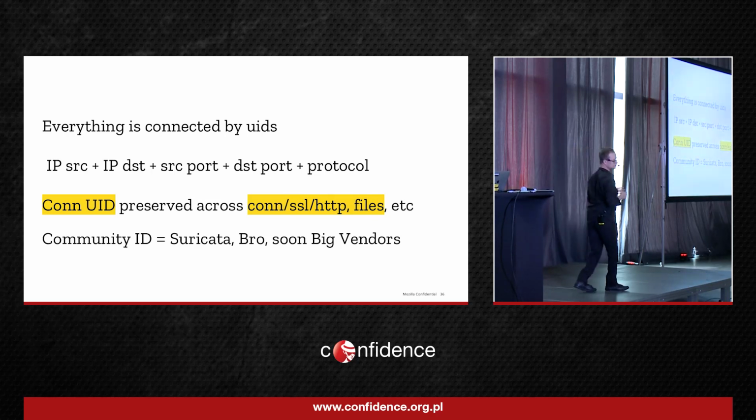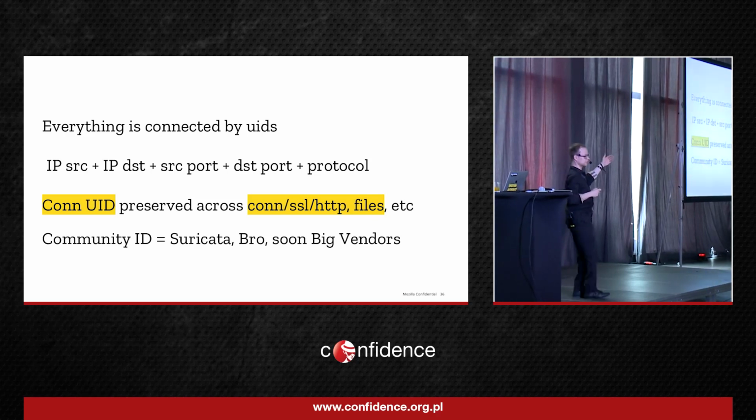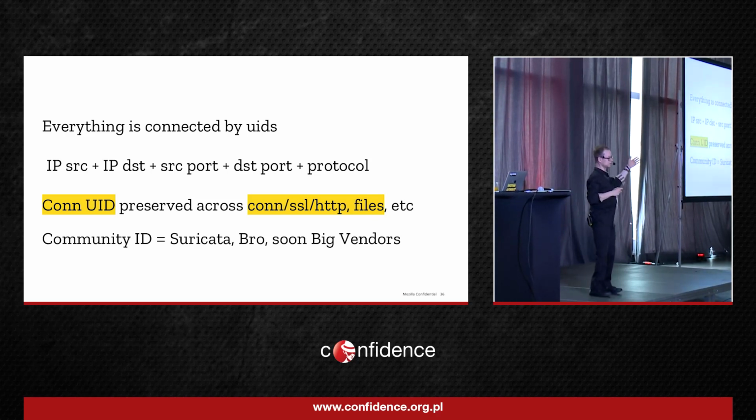And every piece of information is connected by UIDs. The way the UID is calculated, it's a standard 5-tuple: IP source, destination, ports, whatever. This connection ID is preserved across various logs. And I will show you in a second how it works. The good news is that Bro IDS and Suricata IDS and network vendors started to cooperate. So you will be able to pivot between logs: let's say Suricata detected something, you go to Bro, you have the same connection ID, you ask Bro what it detected, then you pivot to your Cisco appliance, your Juniper appliance, whatnot.